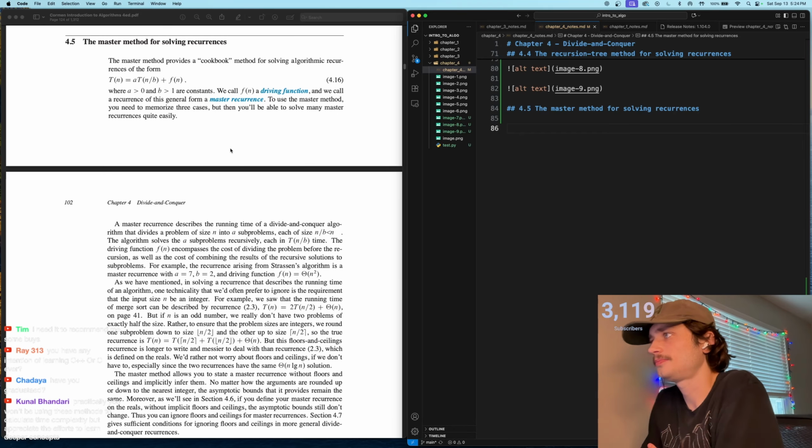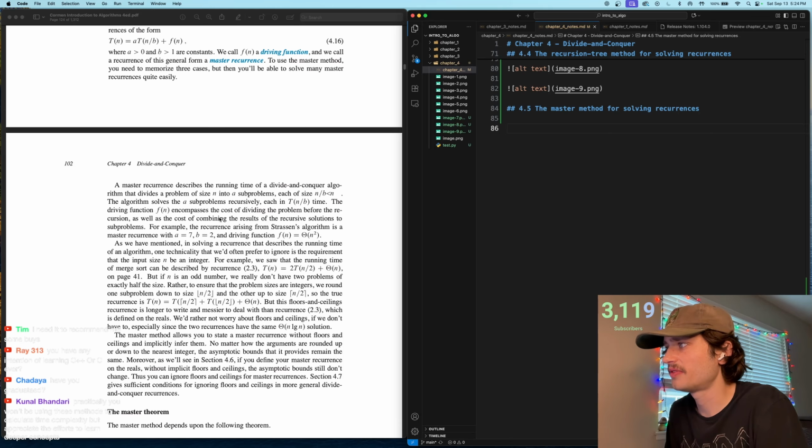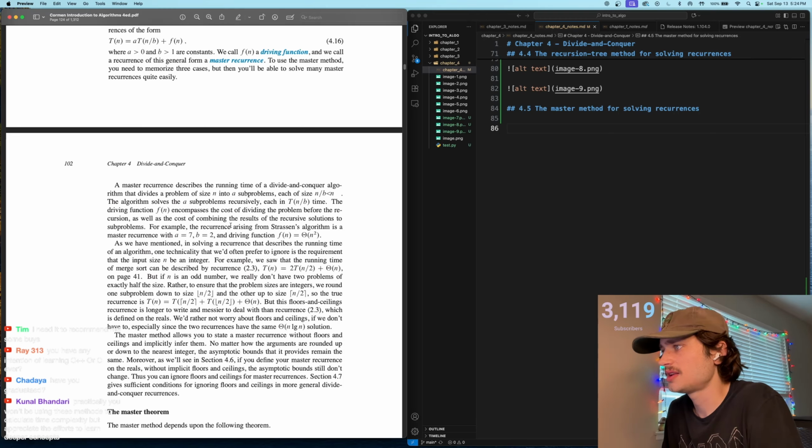A master recurrence describes the running time of a divide and conquer algorithm that divides a problem of size n into a subproblems, each of size n over b, which is less than n. The algorithm solves the a subproblems recursively, each in T of n over b time. The driving function, f of n, encompasses the cost of dividing the problem before the recursion, as well as the cost of combining the results of the recursive solutions to subproblems. For example, the recurrence arising from Strassen's algorithm is a master recurrence with a equals 7 and b equals 2, and driving function f of n equals theta of n squared.